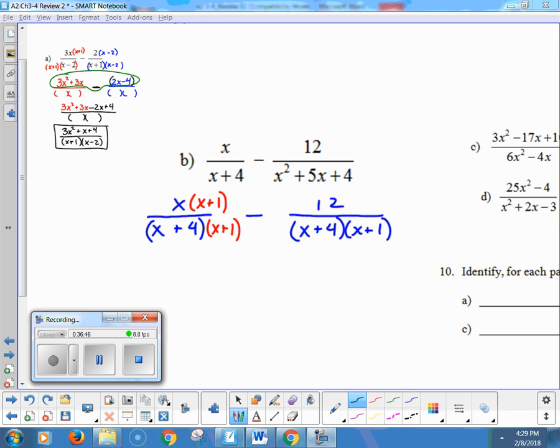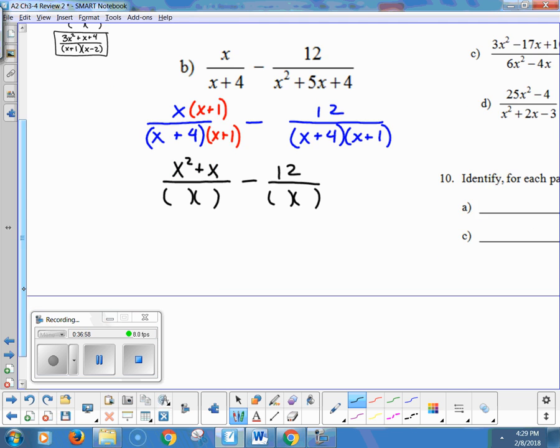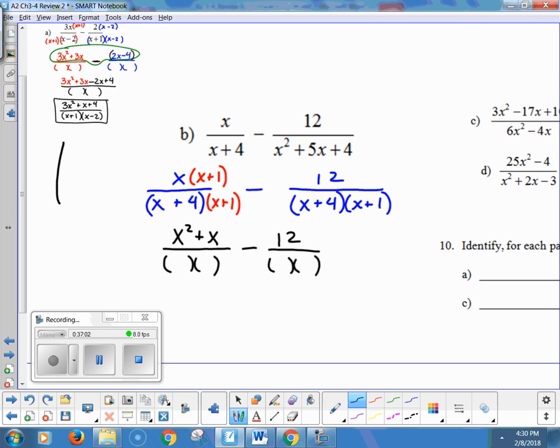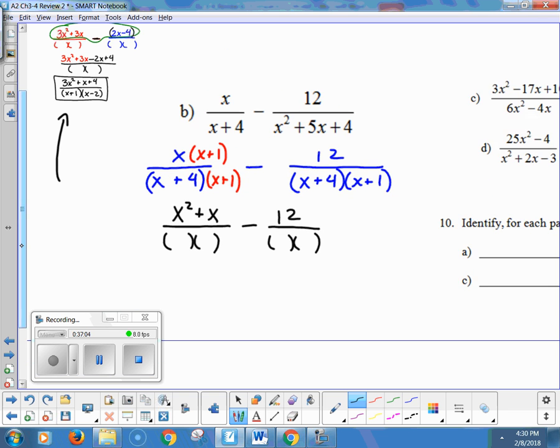Now my first fraction has become x squared plus x over some stuff minus 12 over the same stuff. And I just realized I made a little mistake up here in part A. I'll go back and fix that in a moment. But we've got x squared plus x minus 12 over x plus 4 and x plus 1.